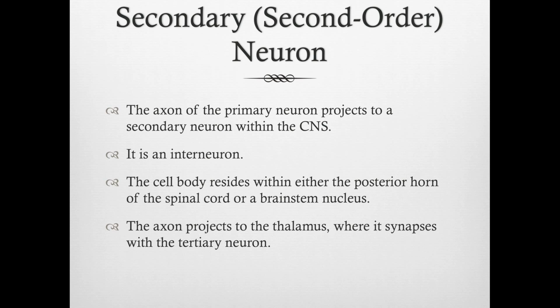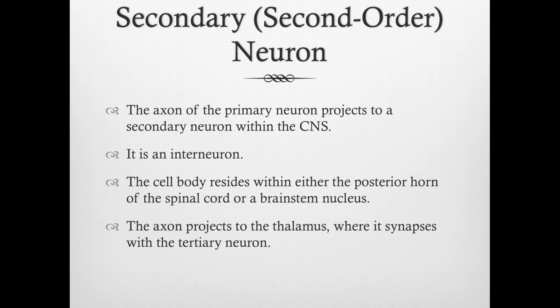Now, the axon of the primary neuron is going to project to a secondary neuron within the central nervous system. And at this point, that secondary neuron is by definition an interneuron. The cell body resides within either the posterior horn of the spinal cord, so we're talking about the cell body of the secondary neuron here, or that cell body is within a brainstem nucleus.